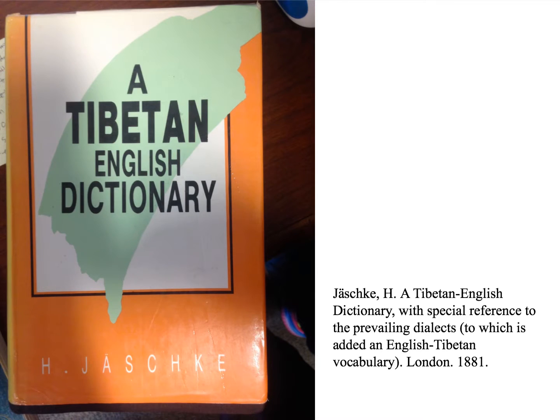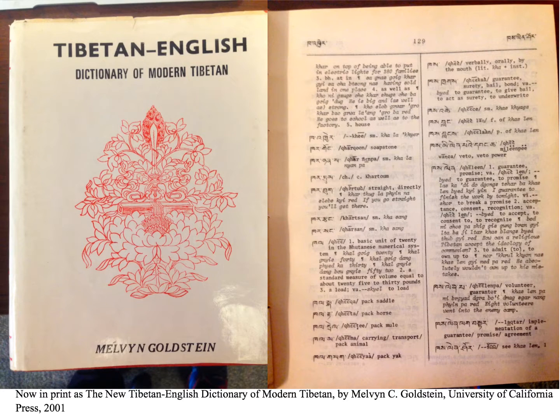So Yeshka, for example, is an early Tibetan English dictionary that is not available in any of the online sources at the moment. For both English and Tibetan, there are many specialized dictionaries also, most of which are not available online. So the Dictionary of Modern Tibetan exists by Melvin Goldstein. It exists as a Tibetan English dictionary and an English Tibetan dictionary, now in print.